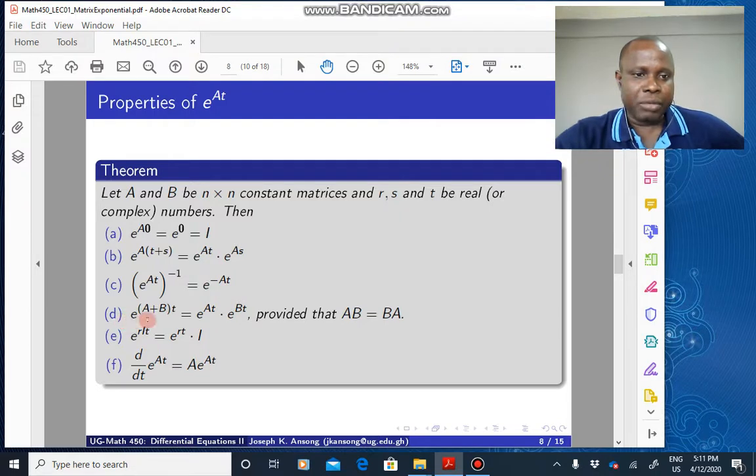Also, if you have e raised to the power of the sum of two matrices multiplied by t, then you can separate it out as e to the At multiplied by e to the Bt, provided that AB is equal to BA. This one will be easy to prove. You have e to the power rIt is equal to e to the rt multiplied by I. And if you find the derivative of the matrix exponential, you get A multiplied by the matrix exponential. We're going to prove this in the next slide, so that's easy.